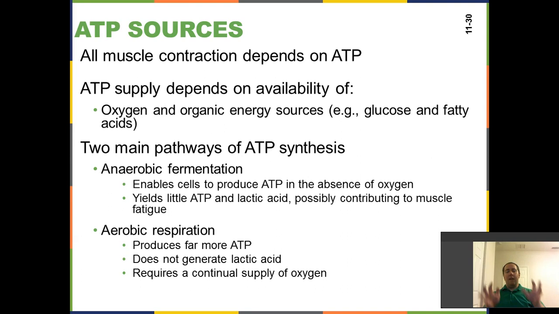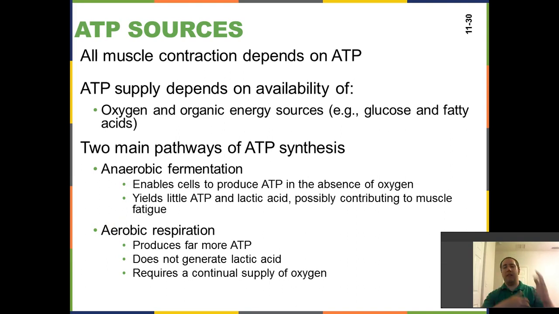We have two ways in order to make ATP. One of them is the mitochondria. There is also a way to make ATP without mitochondria. So the mitochondria are the preferred way to make ATP. This is aerobic respiration, the second bullet point here. Aerobic refers to using oxygen. This makes far more ATP. We get 38 ATPs when all is said and done.